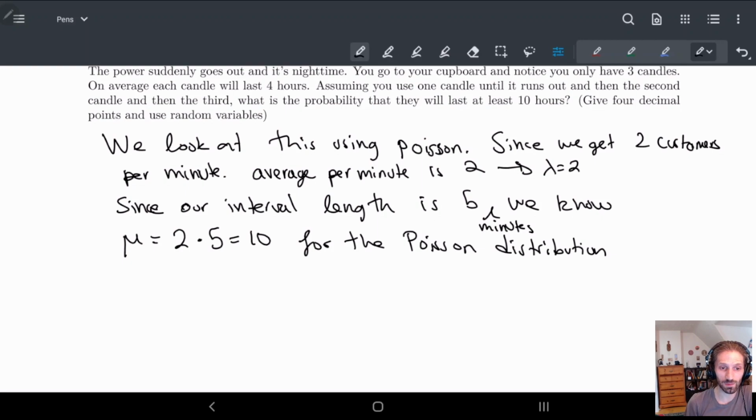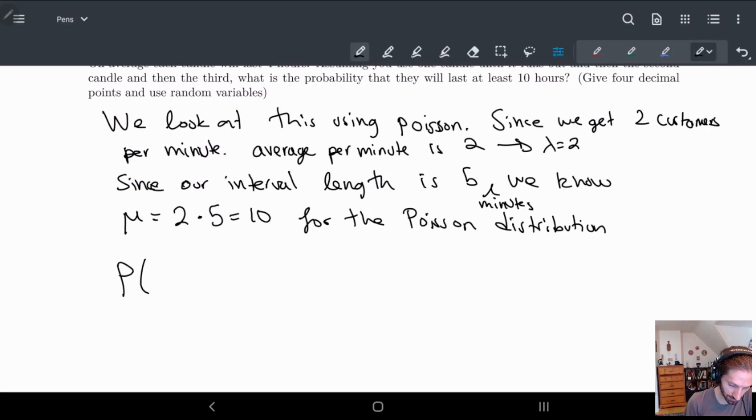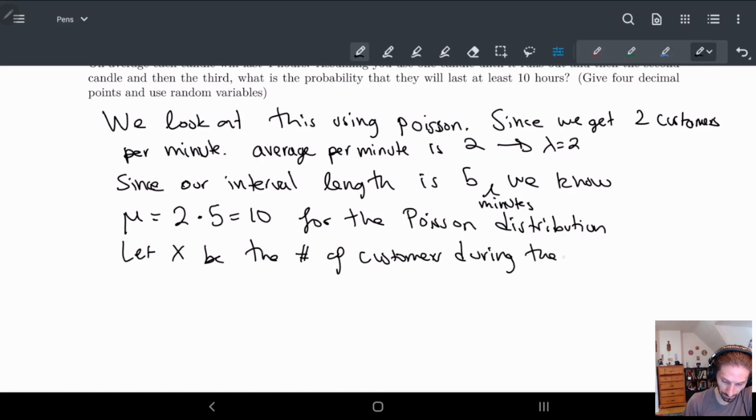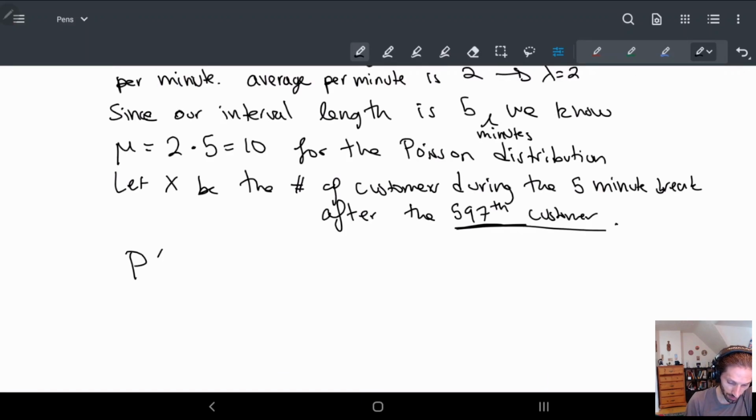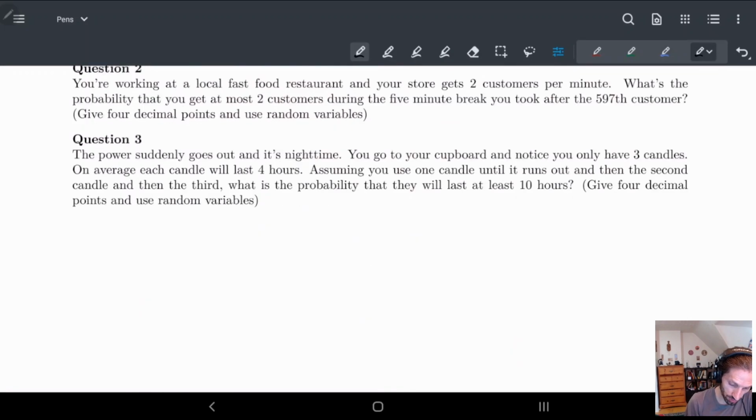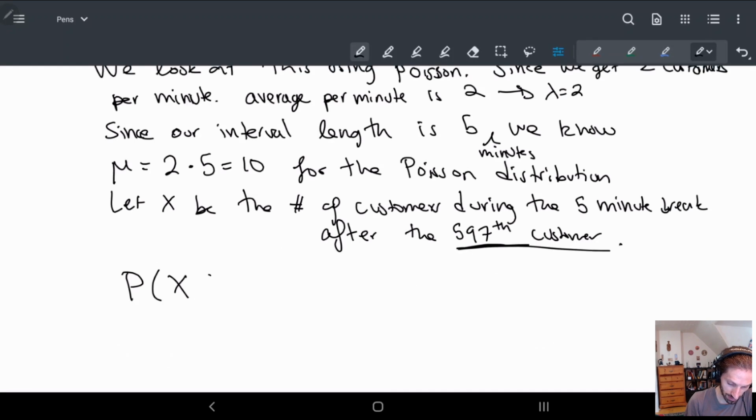So in other words, if I'm looking for the Poisson probability that x, I need a variable, so let me not forget my random variable. Let x be the number of customers during the 5-minute break after the 597th customer. So here, this is important, right? It's telling me where I'm cutting off. So I need to add all this information. What I really want is the probability that I get at most 2. So that means I want x to be less than or equal to 2.